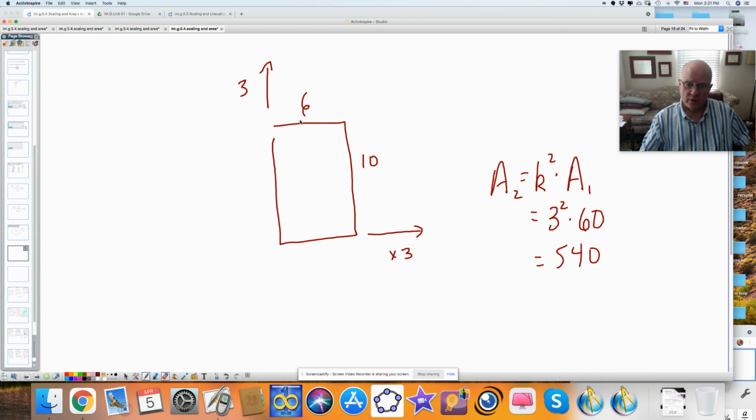Similarly, if I scale up the 6 in this way by 3, I'm going to get 18, and scale up 10 by 3, I get 30. And when you multiply 18 times 30, you also get 540. And that's today's lesson.